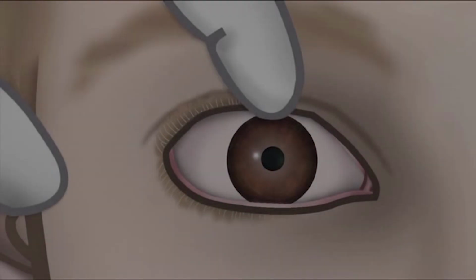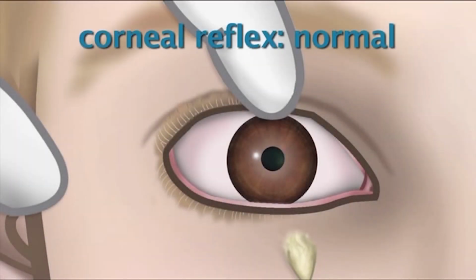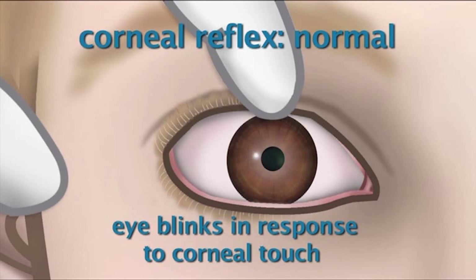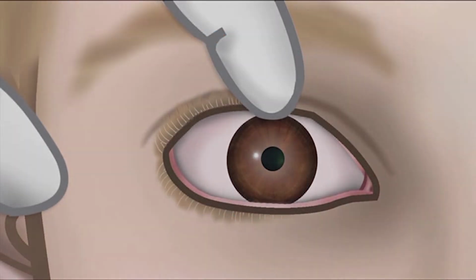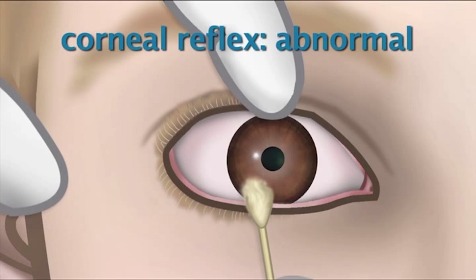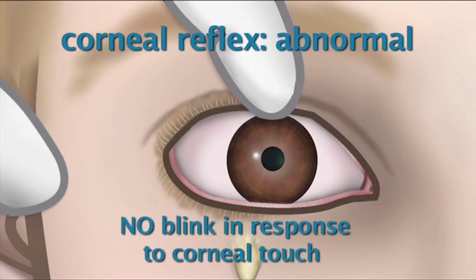Corneal reflex. With a normal and intact corneal reflex, you will observe that the eye will blink when you touch a cotton swab to the cornea. An abnormal corneal reflex will be demonstrated by an absence of blink when a cotton swab is applied to the cornea.